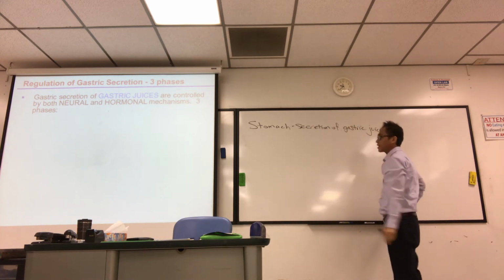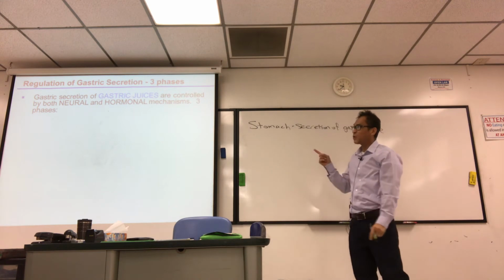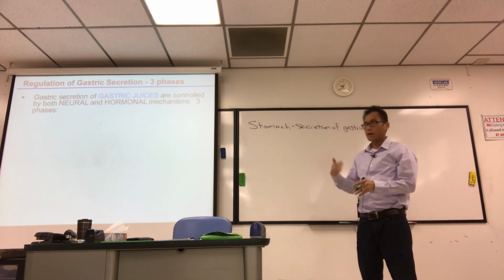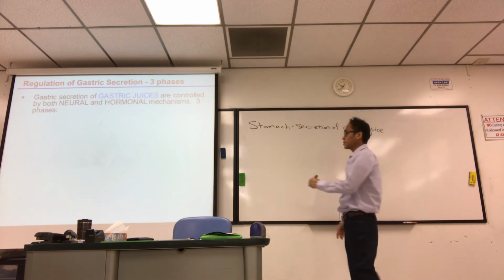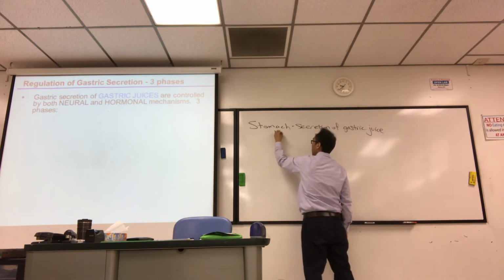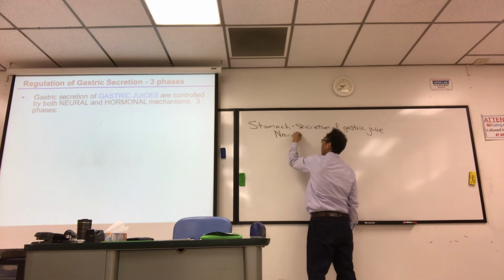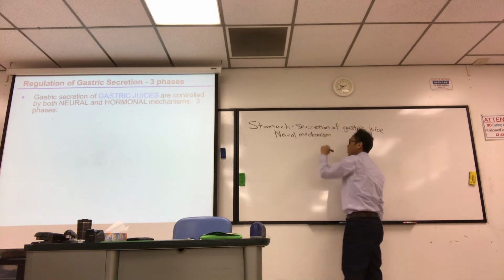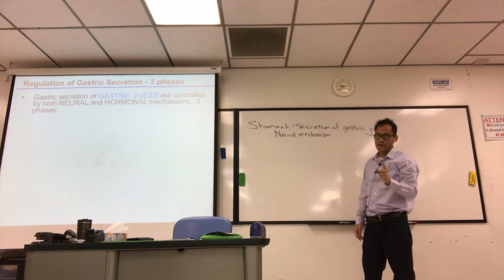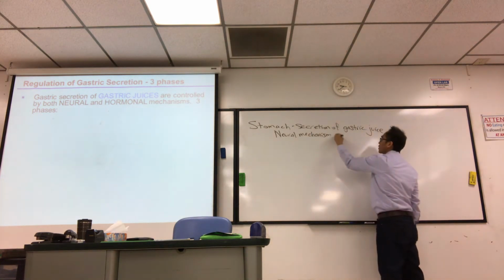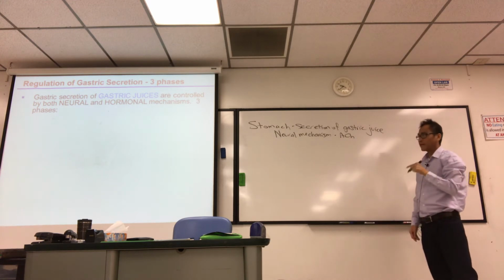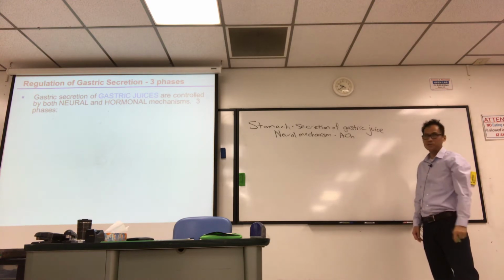The secretion of gastric juice includes neural and hormonal mechanisms. Let's think of the molecules that accomplish neural and hormonal mechanisms. If there's a neural mechanism, you're talking neurotransmitters, namely ACH. So what I'm saying is ACH can stimulate the gastric gland to secrete juices.